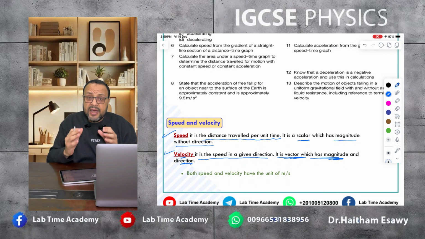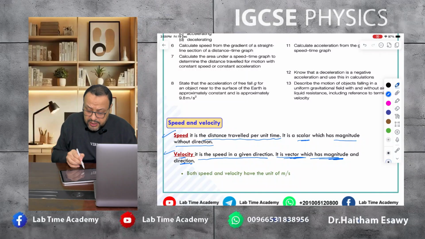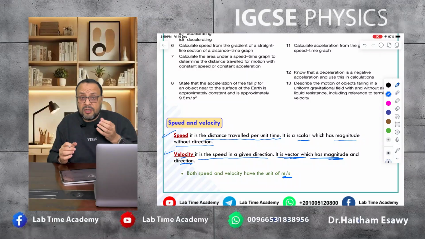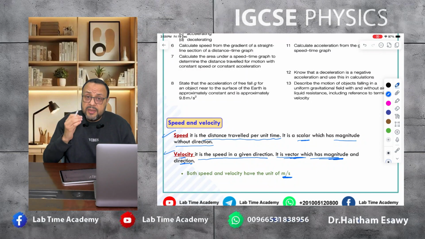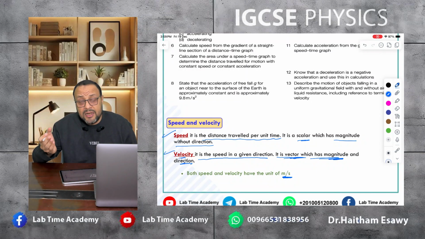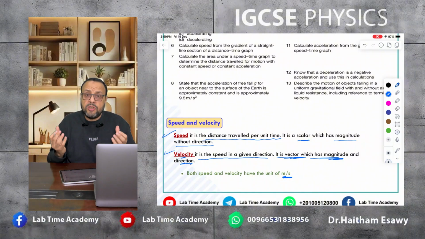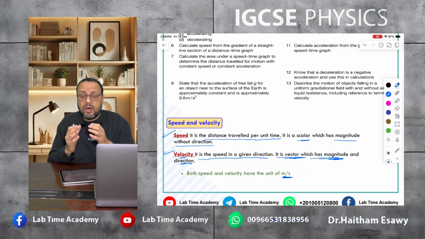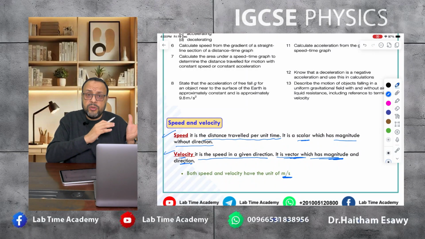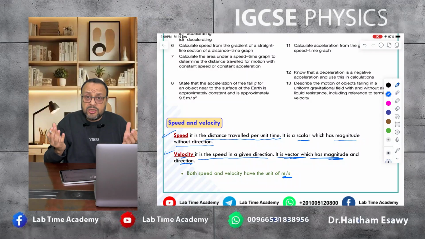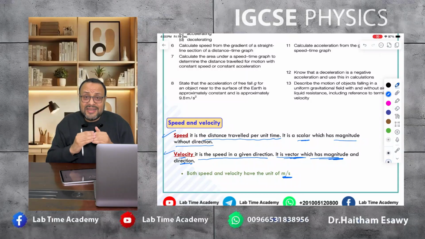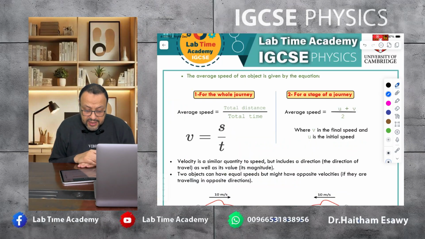Both speed and velocity are measured in meters per second, and this is the base unit. The base unit for length is the meter, and the base unit for time is the second. But maybe I can measure the speed in kilometers per hour. If I talk about the speed of a car, when the car travels between two cities, I can measure the speed of the car in kilometers per hour. This is logical. Okay?